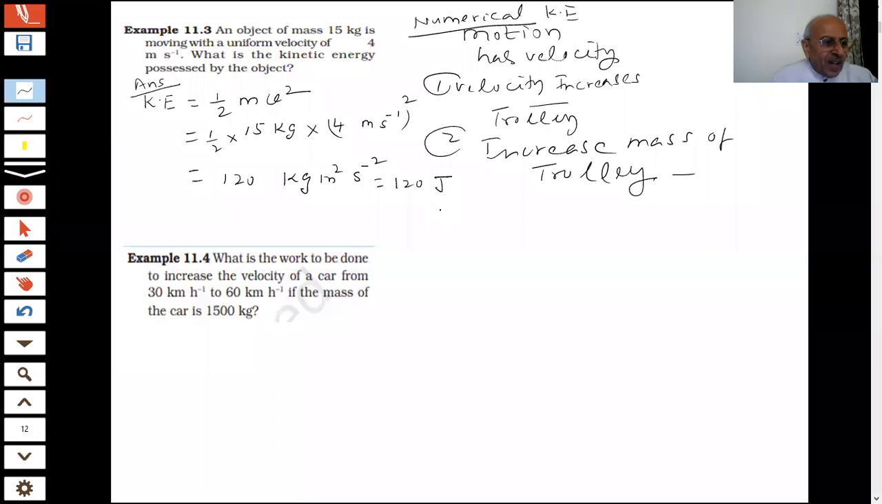What is the work to be done to increase the velocity of a car from 30 km per hour to 60 km per hour if the mass of the car is 1500 kg, students? You have 1 to 2 minutes to answer the question.